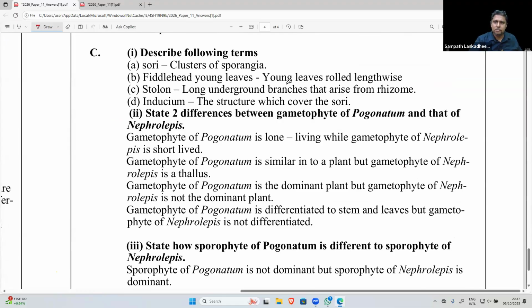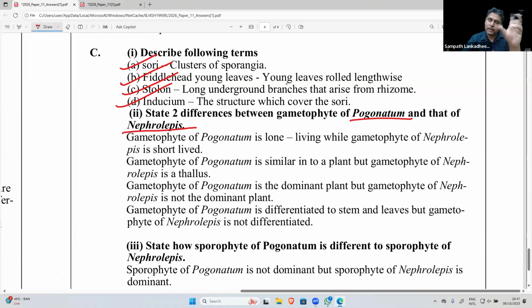Describe the following terms. Sori: clusters of sporangia. Fiddlehead: young leaves that roll lengthwise. Stolon: long underground branches that arise from the rhizome. Indusium: the structure which covers the sori. State two differences between the gametophyte of Pogonatum and that of Nephrolepis.